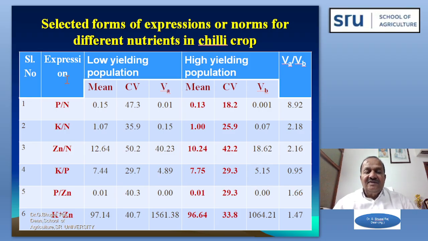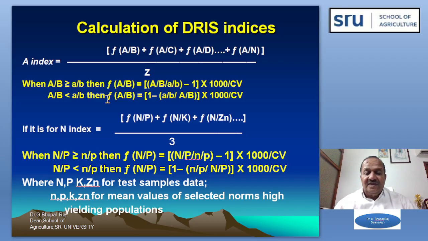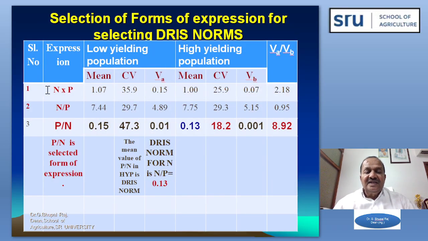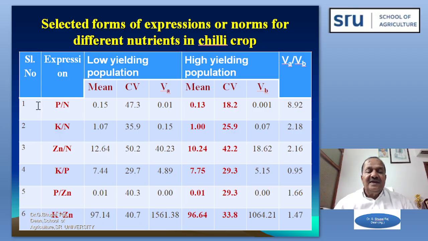So these are the selected forms of expression. Here I have shown the selection for one NP combination. Like that, we will select for the different combinations. Among the PN combination, P by N is selected; among the N and K combination, we have selected K by N; and among N and zinc, we have selected zinc by N. Like that for all 5 elements, these are the 6 combinations we have selected, taking into consideration the coefficient of variance ratios.